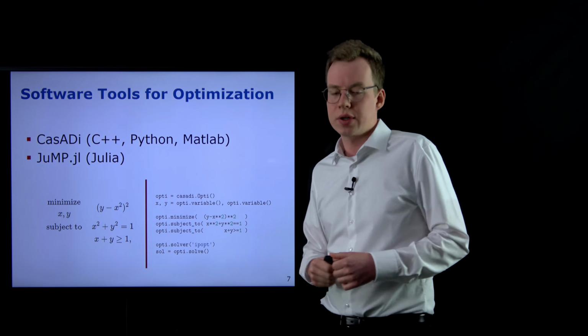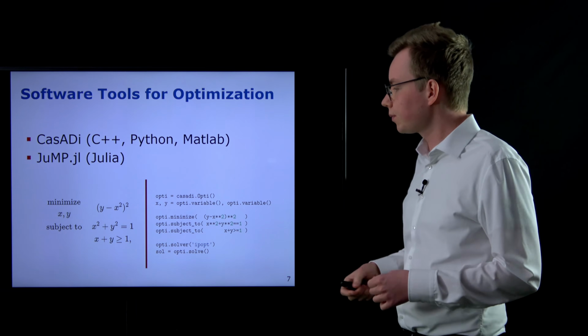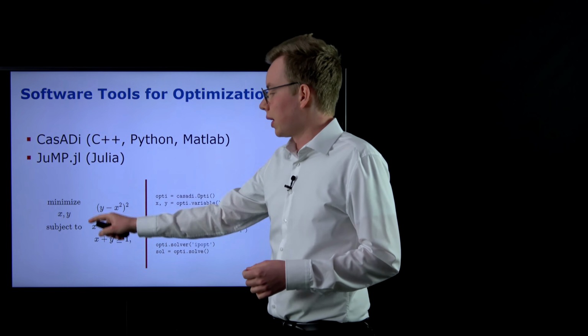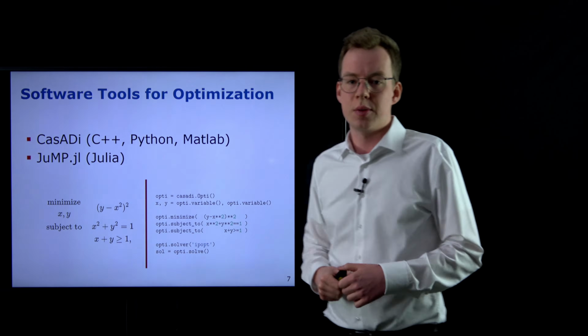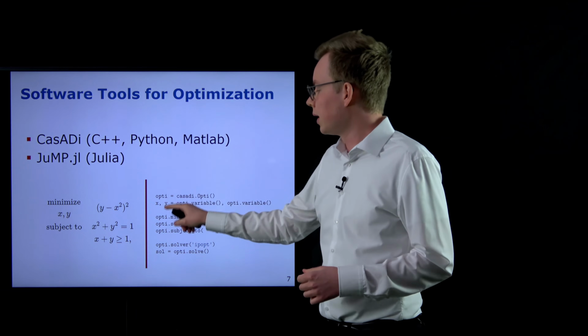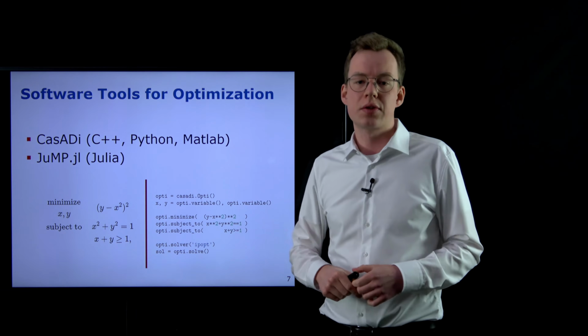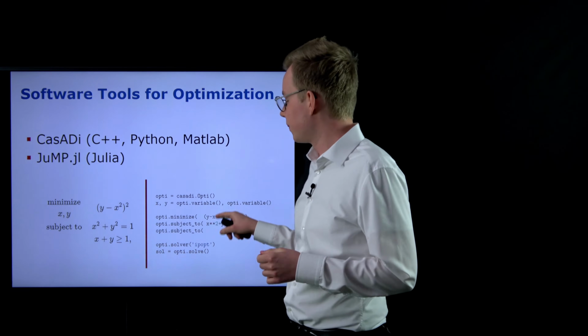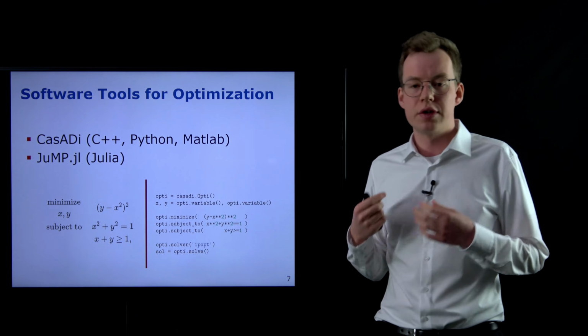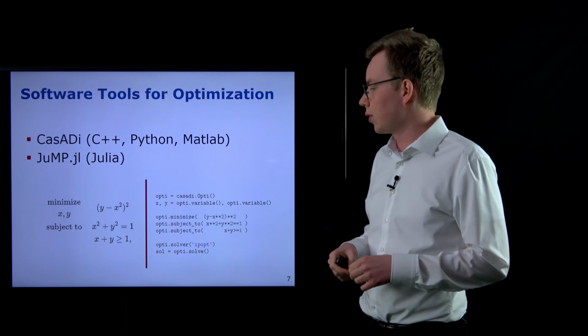Or there's also Jump, which is a similar library in Julia. And all of these libraries work in a way that you have your problem description. So here's a very simplified toy problem of constraint optimization. And you can make a symbolic description in a very compact form of this problem, and then just hand it over to the optimizer and it will solve it for you.